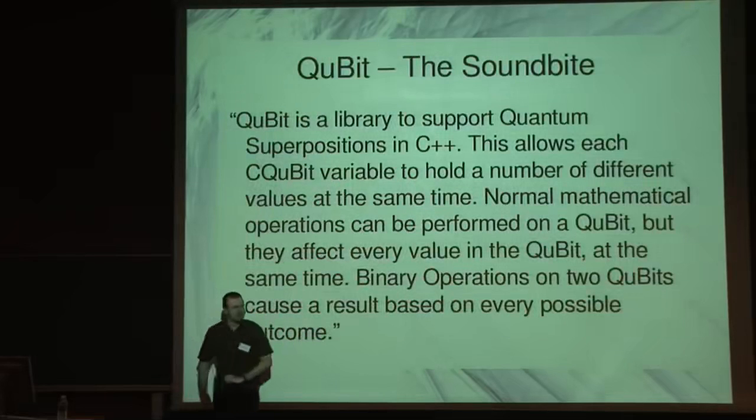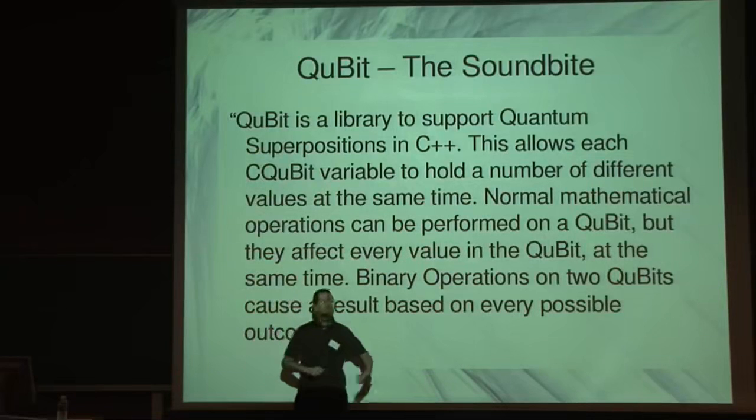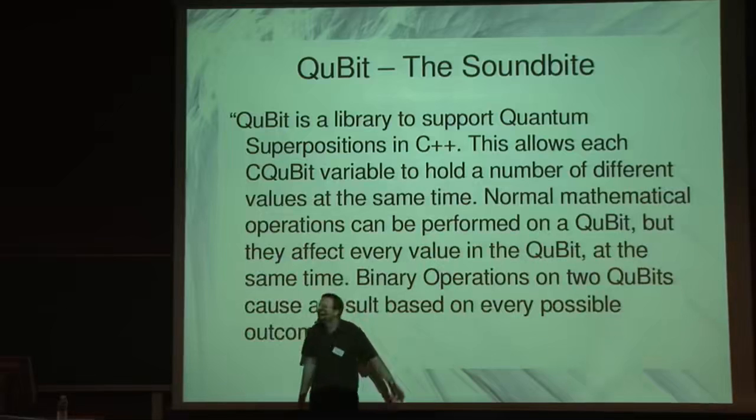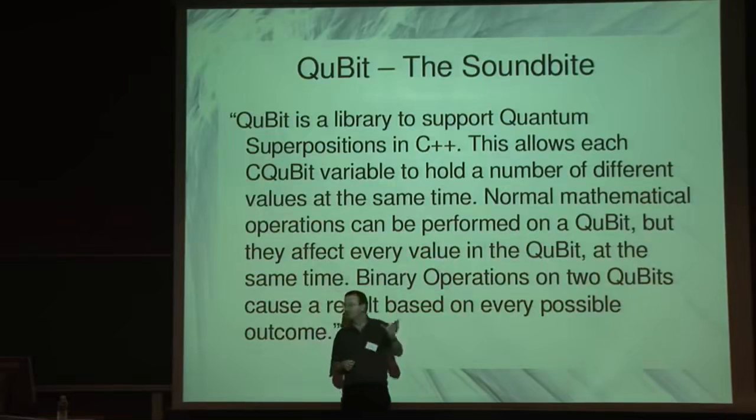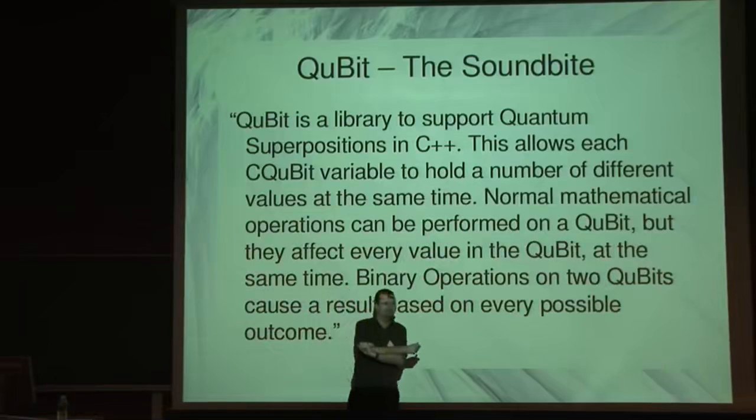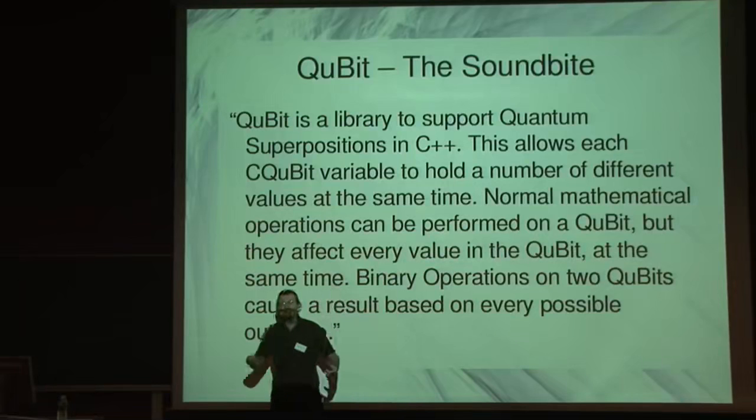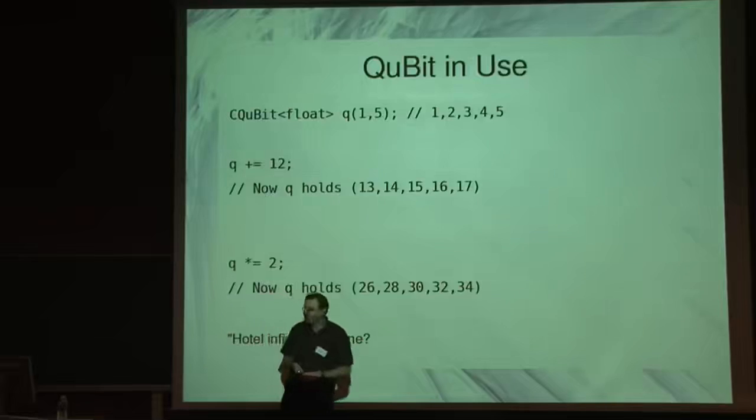QuBit is a library to support quantum superpositions in C++. This allows each QuBit variable to hold a number of different values at the same time. Memory's fine, eyesight's going. Normal mathematical operations can be performed on a QuBit, but they affect every value in the QuBit at the same time. Binary operations on 2 qubits cause a result based on every possible outcome. Yes, variables have everything in them at the same time, which means any operation is sort of the multiply of those. There's a lot of possibilities.